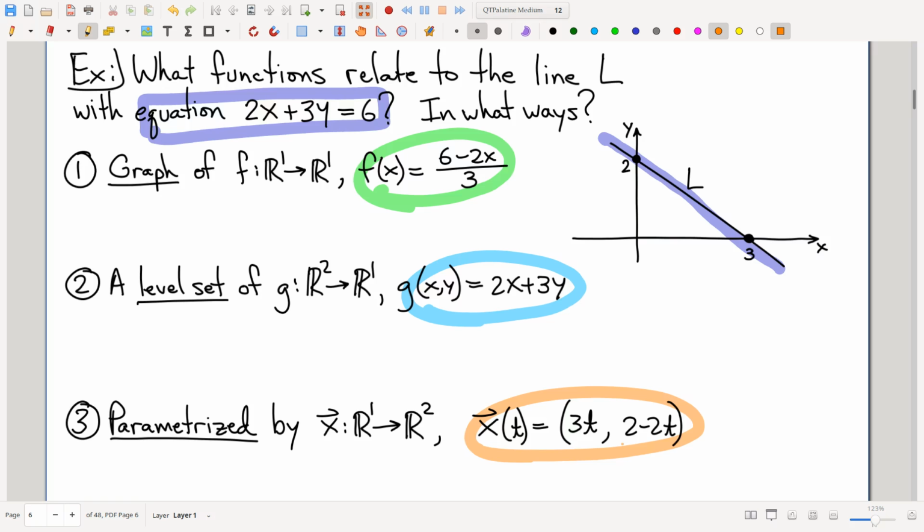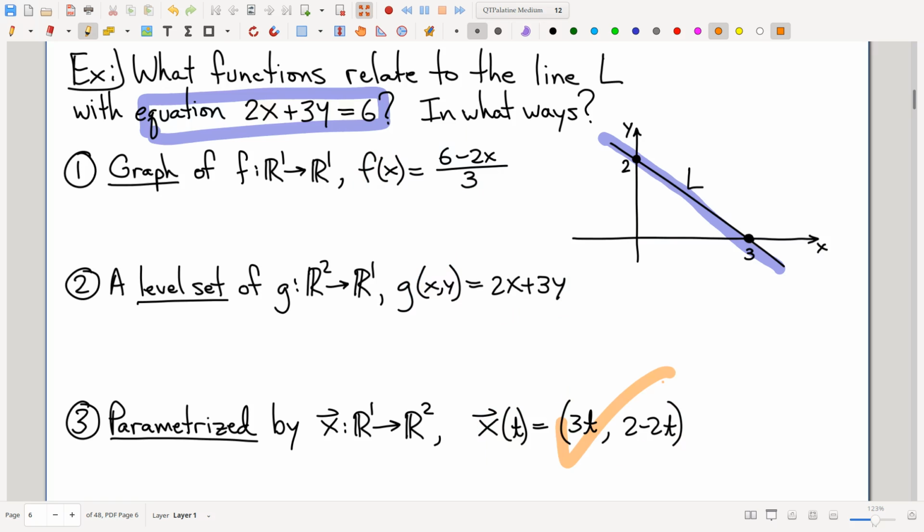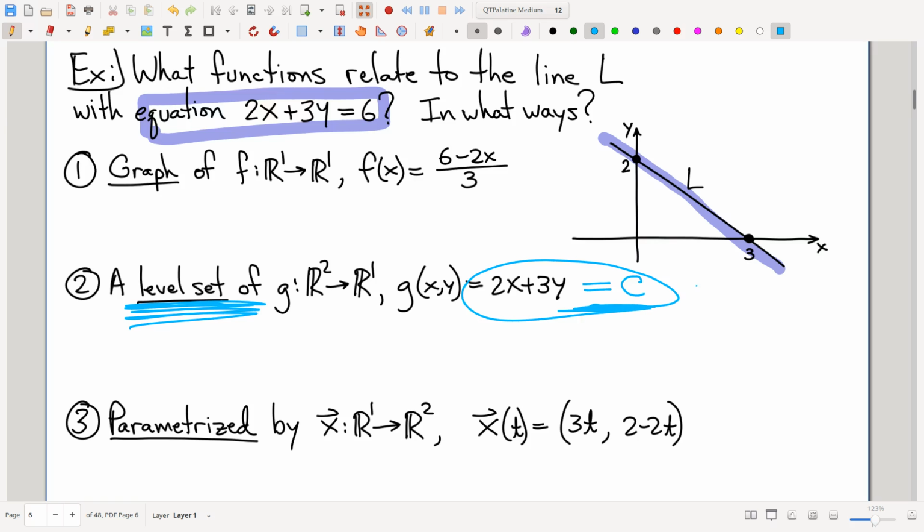The parameterizations we've already spent a bunch of time talking about. You all know how to parameterize. We'll go over that again. Let me first convince you that a level set of G is this line.